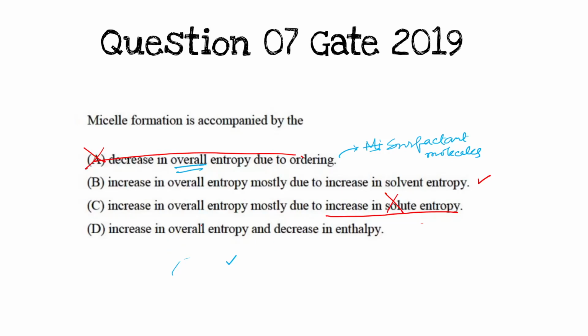And now the increase in overall entropy, that was right, but the decrease in enthalpy, we can't be exactly sure about. It can be increasing enthalpy, it can be decreasing enthalpy. So option D, we are not sure. It's not a correct answer. Option C is completely wrong. So the only option remaining is option B, and the answer in the answer sheet is also B.